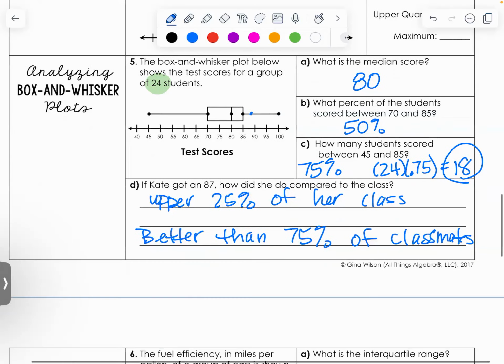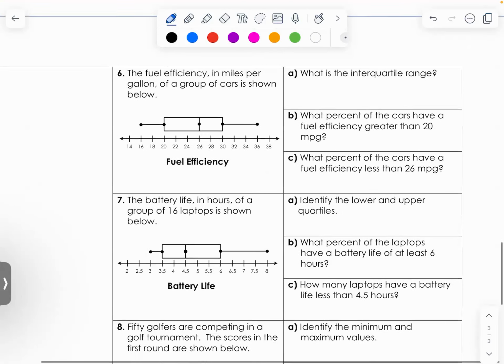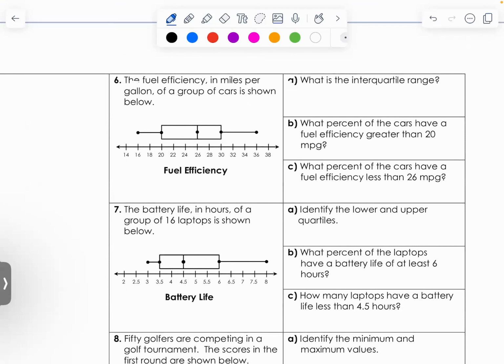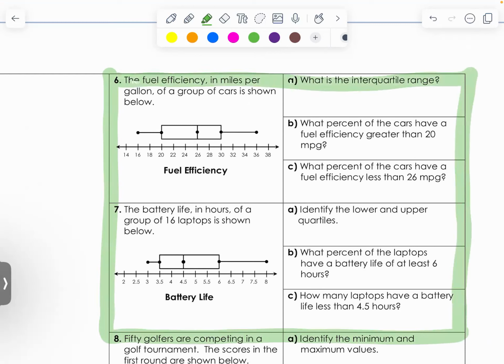Okay, what I would like you to do, I would like you to take the next 3-4 minutes and answer these questions for 6 and 7 with your elbow partner.